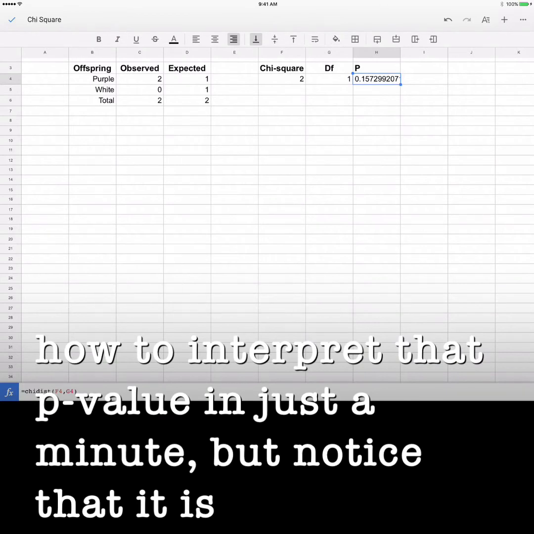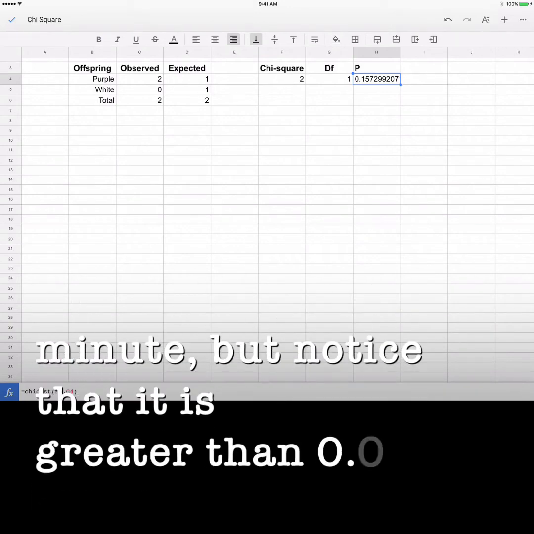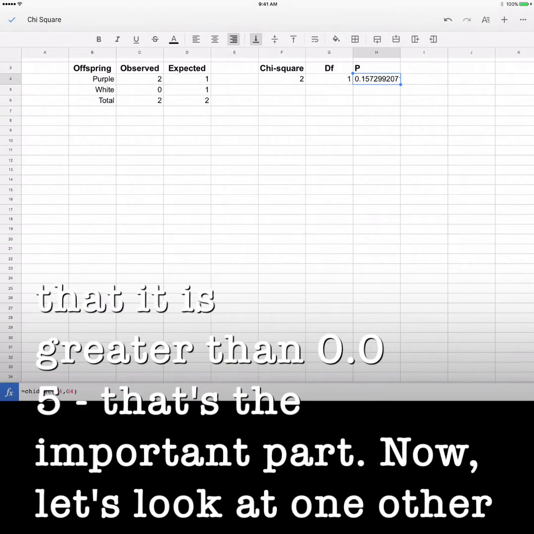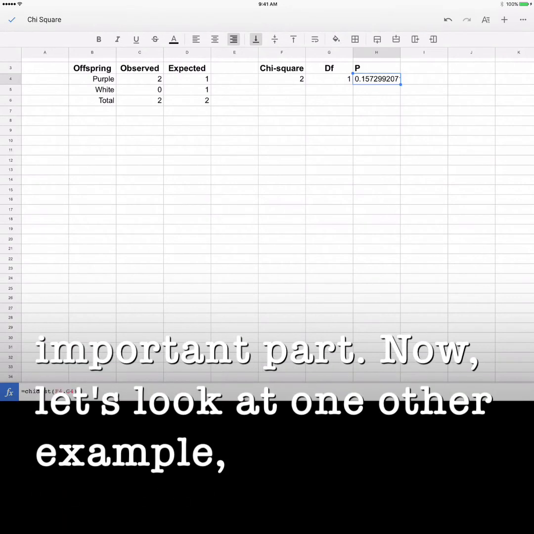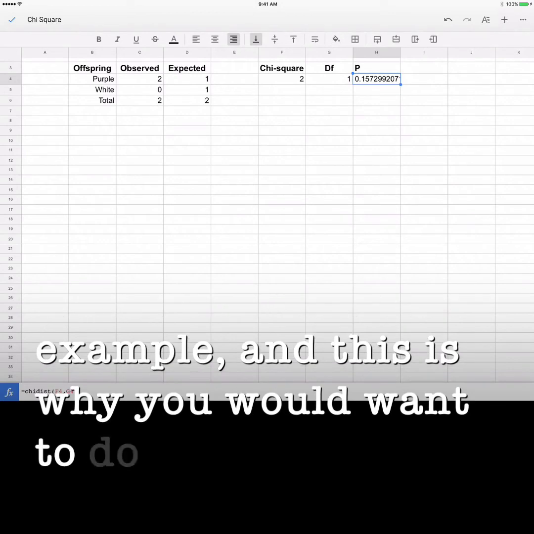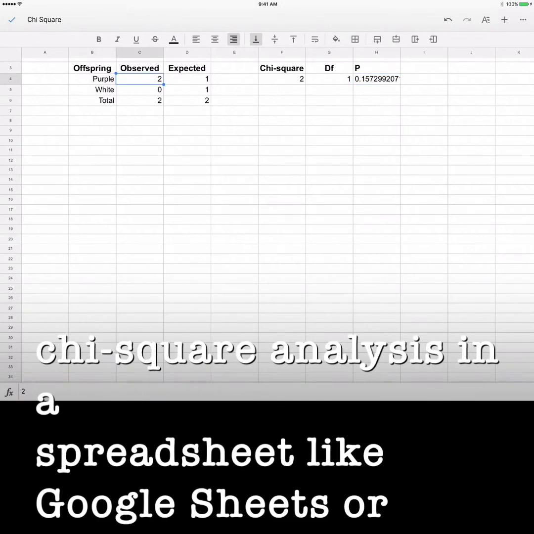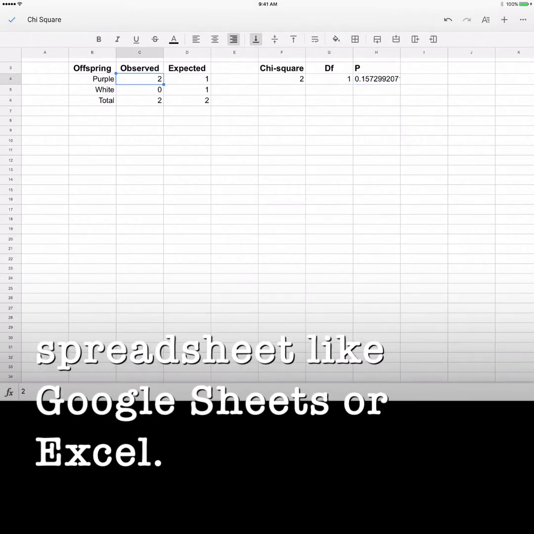We'll talk about how to interpret that p-value in just a minute. But notice that it's greater than 0.05. That's the important part. Now, let's look at one other example. And this is why you would want to do chi-square analysis in a spreadsheet like Google Sheets or Excel.